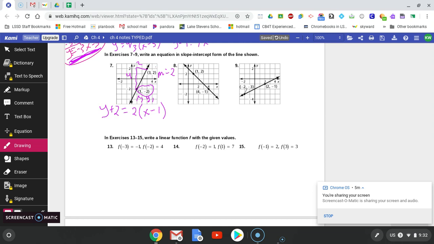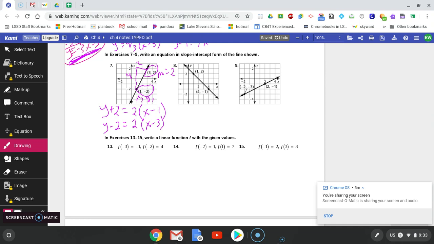I also could have used the second point. I could have done y minus 2, because now my y value is at 2, is equal to my slope. That didn't change. And this time it would be x minus 3. Both of those are 100% correct. It doesn't matter which one you give. I would give full credit for both of them.